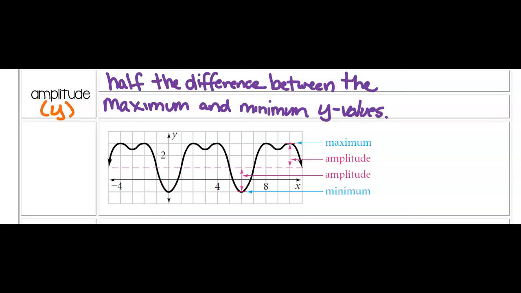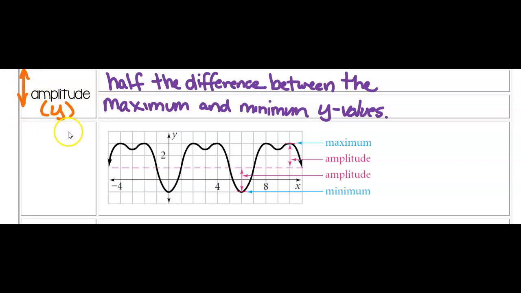Okay, the last thing we're going to talk about is the concept of amplitude. Amplitude is half the difference between the maximum and minimum y values. So when you think of period and you think about it measuring the horizontal length of the cycle, amplitude actually measures the vertical, but it's not the full length of the vertical, it's only half of the difference.